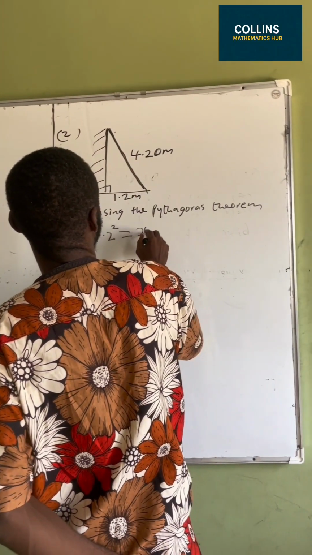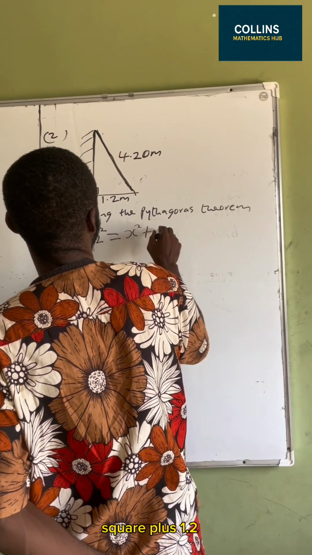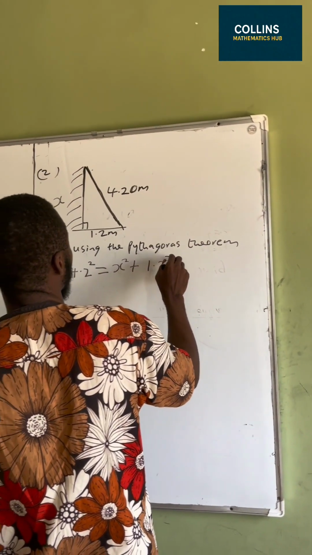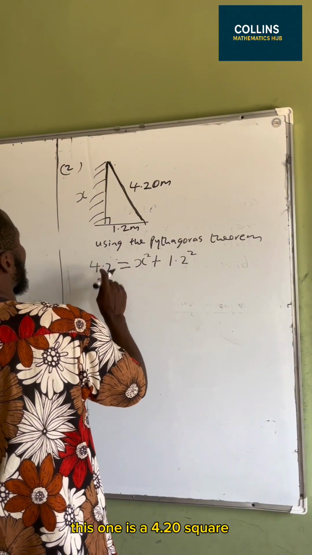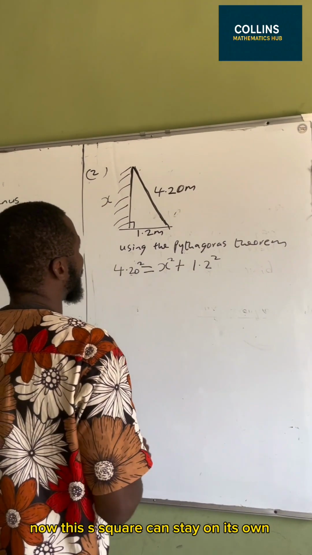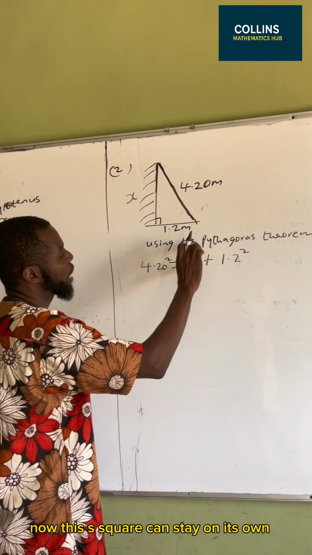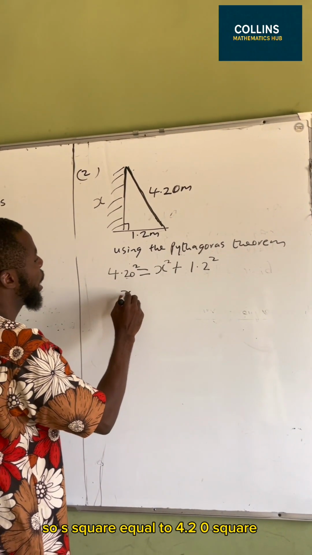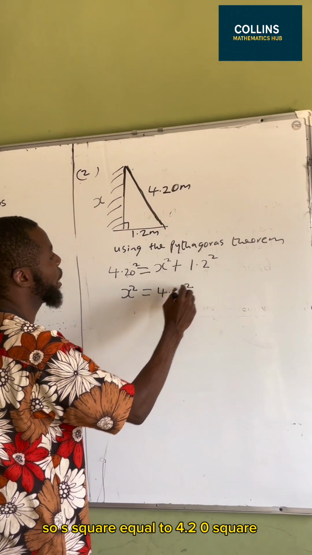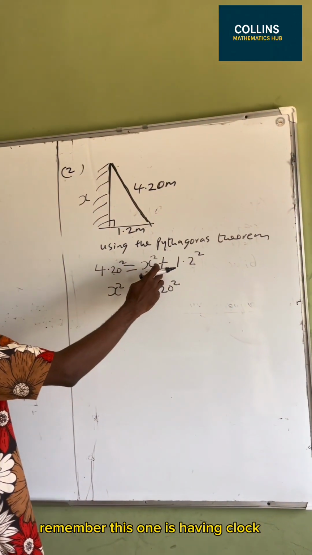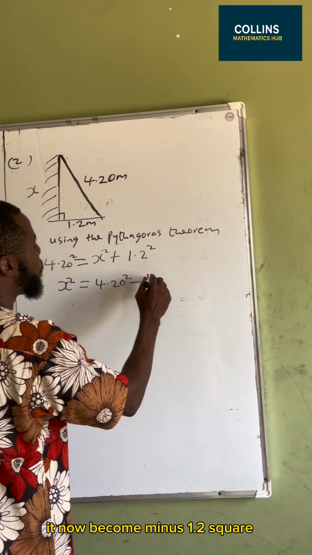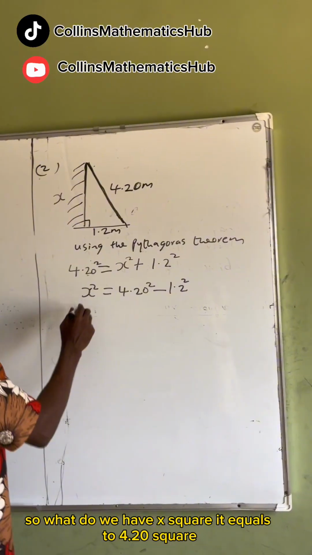X squared plus 1.2 squared. This one is 4.20 squared. Okay? Now, this x squared can stay on its own. So, x squared equal to 4.20 squared. Remember, this one is having plus. So, as it crosses to meet this one, it now becomes minus 1.2 squared. So, what do we have?